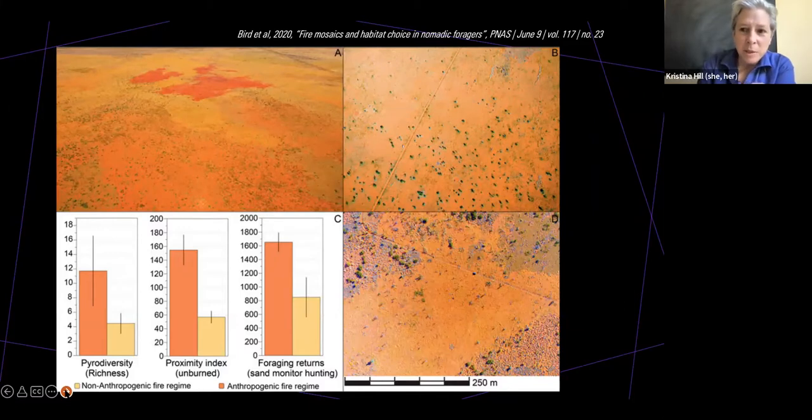And this particular paper talks about pyrodiversity, the types of fire and the timing of fire and the size of fire, producing landscapes that are actually more attractive for humans to go and forage in. And I'm pointing out this relationship with the Australian paper, because humans would start fires to make landscapes more attractive to them as opportunities to gather food and other resources.